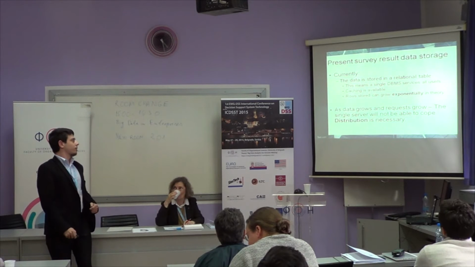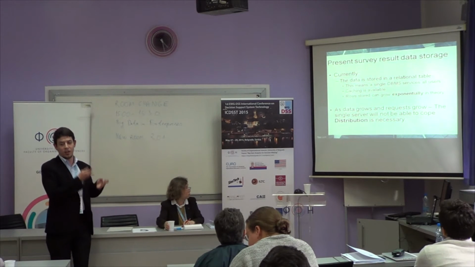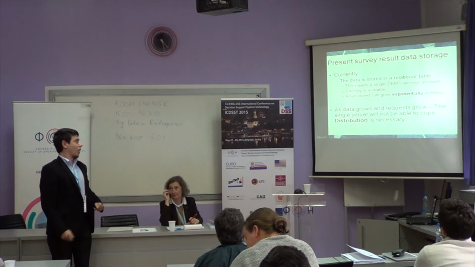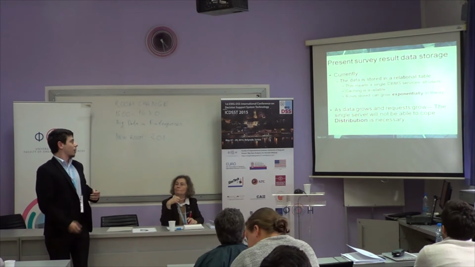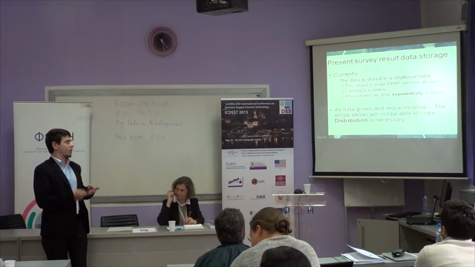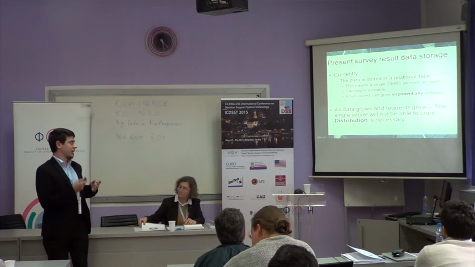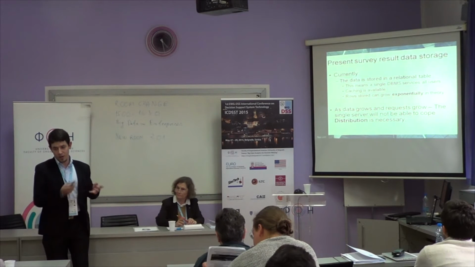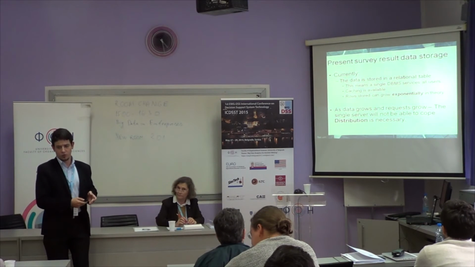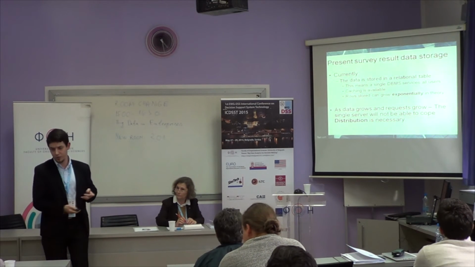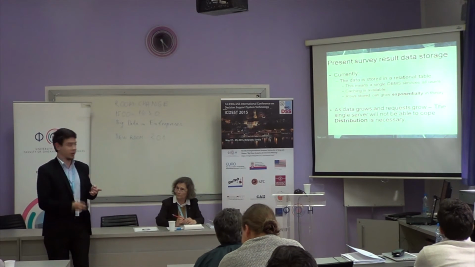So currently, our data is stored in a relational database, which gives us all these issues. And while caching is available, we can have exponential growth of rows, as already mentioned. And as data grows, and as requests grow from the users that want to analyze their data, we need to distribute. We simply need to distribute. One database server is not enough.